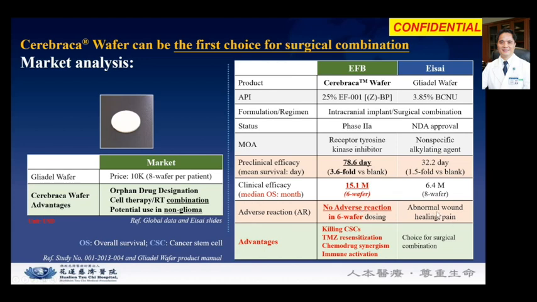The SI-developed radio wafer mainly caused poor wound healing in 15%. The main advantages of this new drug are, first, this cell breaker wafer drug can clearly kill the cancer stem cells, GBM stem cells. Second, it can resensitize TMZ, temozolomide-resistant tumor, so this clinical trial is a combination of temozolomide and, after implant, this cell breaker wafer.